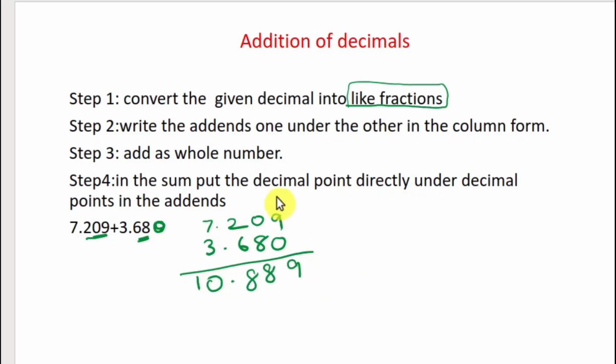Understood? First, we have to convert the given decimals into like fractions. Like fractions means the decimal places should be equal. So here only 68, 2 decimal places, here 3 decimal places. I am converting into 3 decimal places by adding a 0 here. Adding 0 can't change the value. After that, the addends are written one under the other in column form. Then add as whole numbers. In the sum, put the decimal point directly under the decimal point in the addends. Shall we do one more?